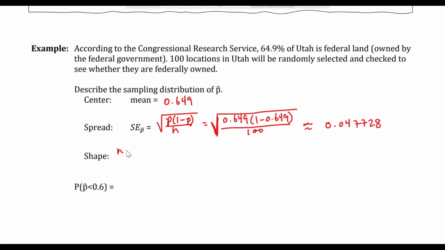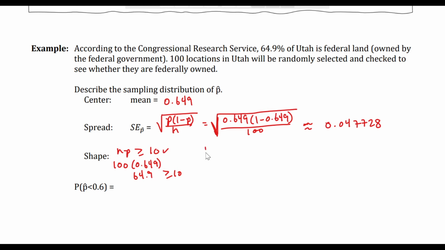The first is n times p has to be greater than or equal to 10. n is the sample size, 100. p is the population proportion, that's 64.9, which is greater than or equal to 10. So our first condition is met.